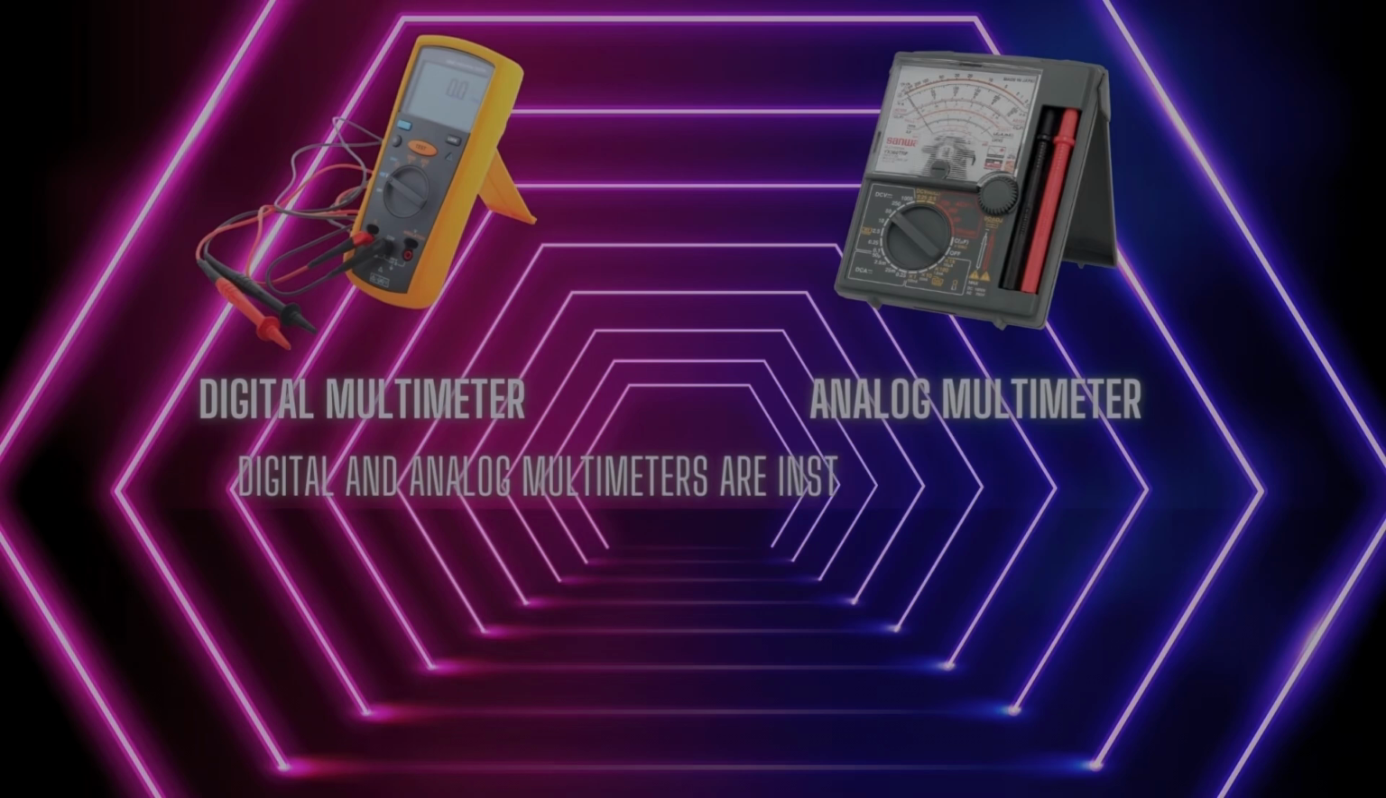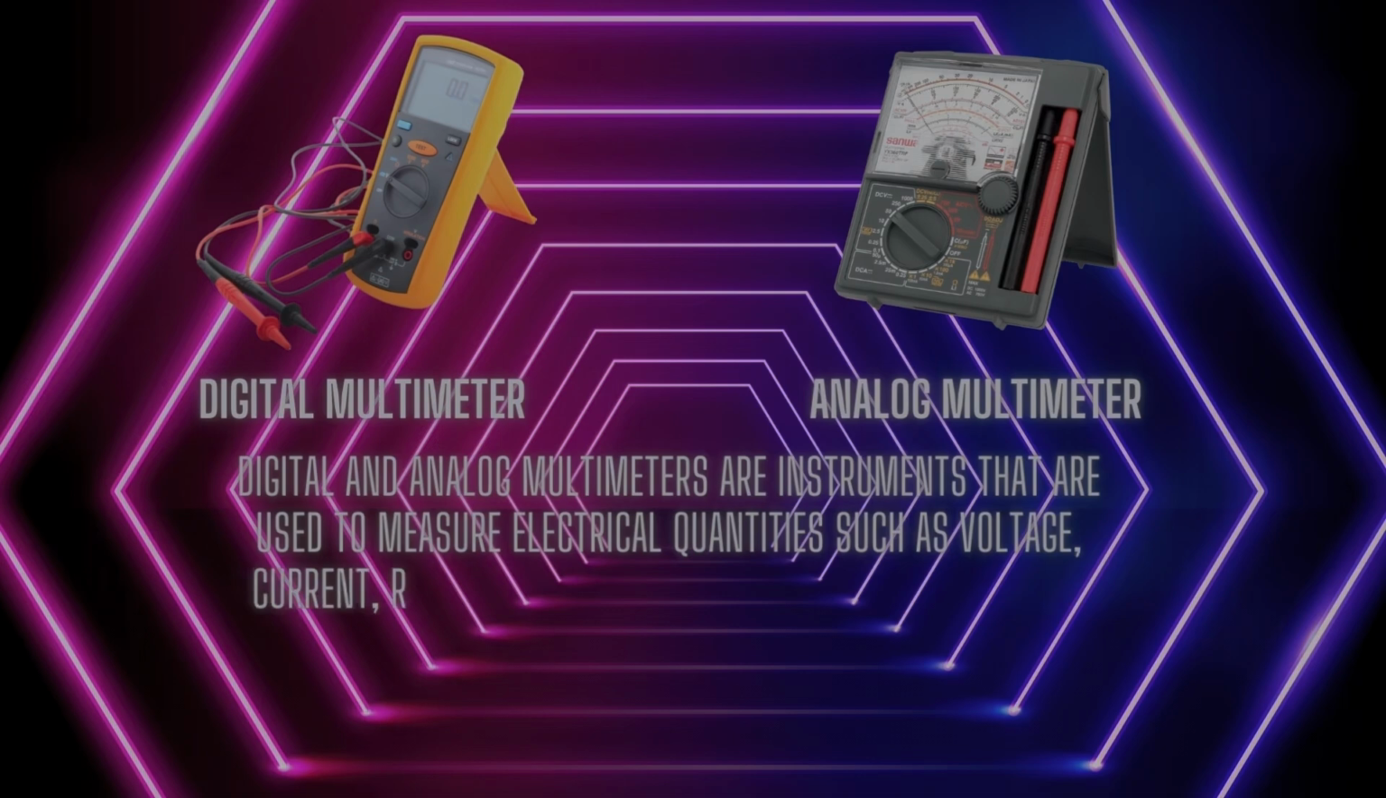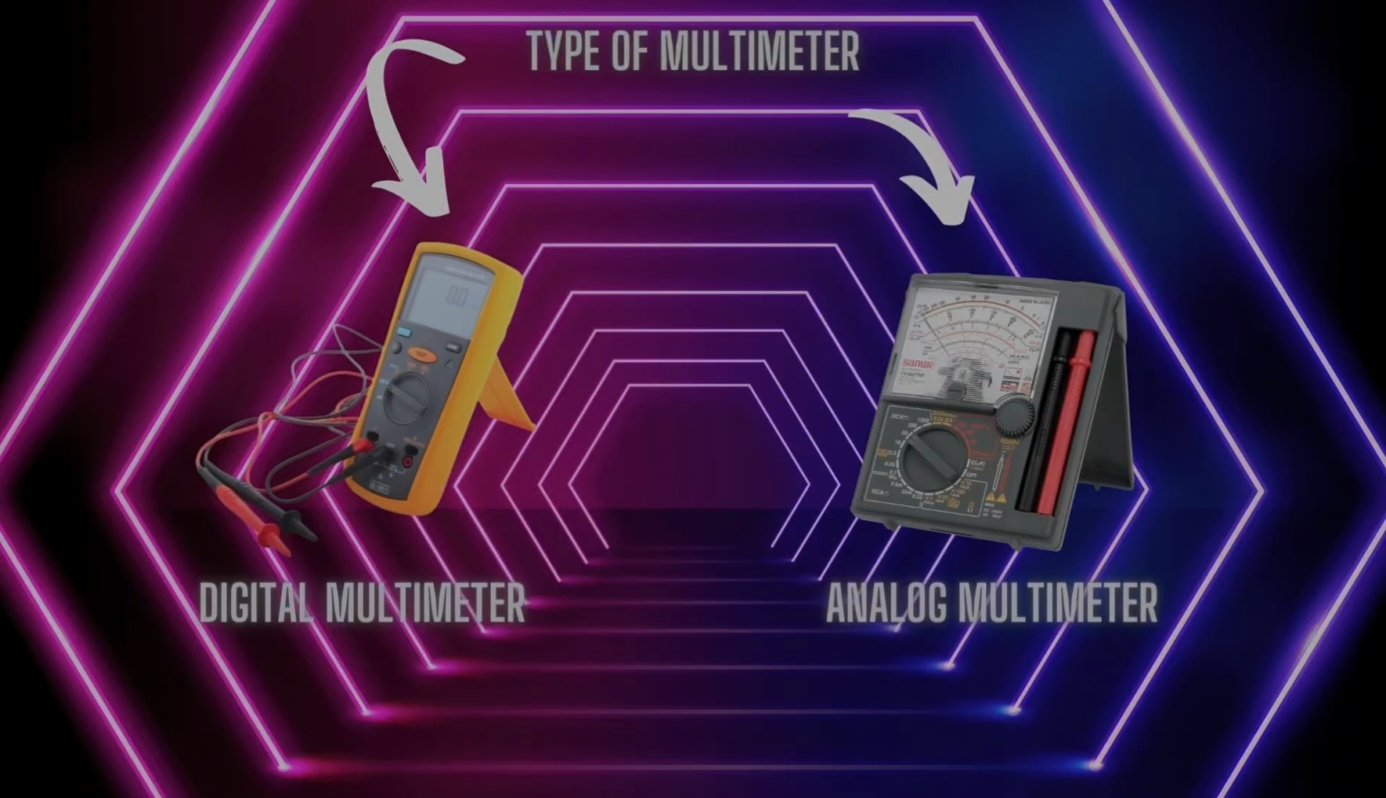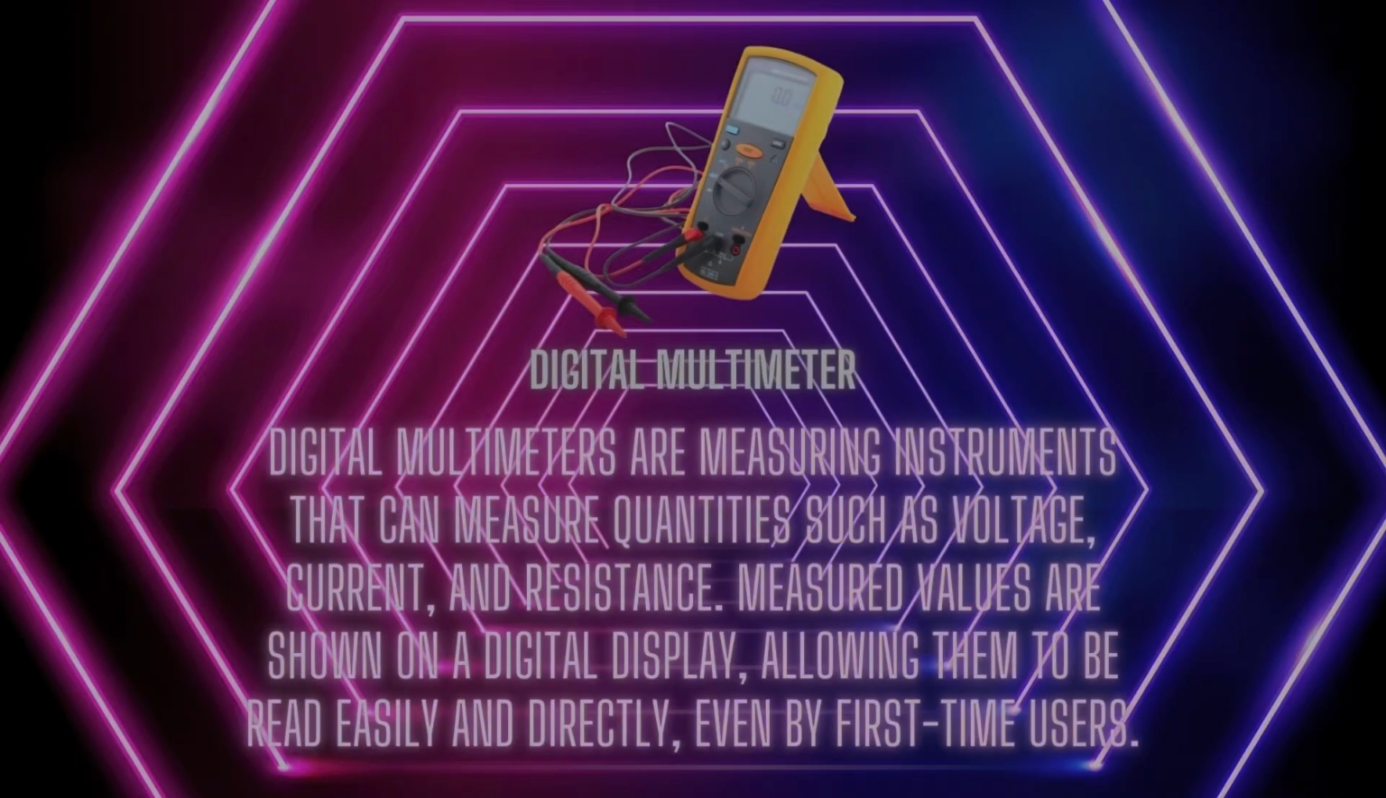Digital and analog multimeters are instruments used to measure electrical quantities such as voltage, current, resistance, frequency, and signal power. Basic functionality includes measurement of potential in volts, resistance in ohms, and current in amperes. There are two types of multimeter, digital multimeter and analog multimeter. Digital multimeters measure quantities such as voltage, current, and resistance. Measured values are shown on a digital display, allowing them to be read easily and directly, even by a first-time user.